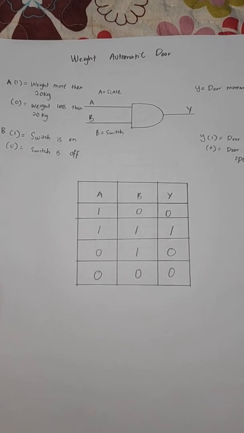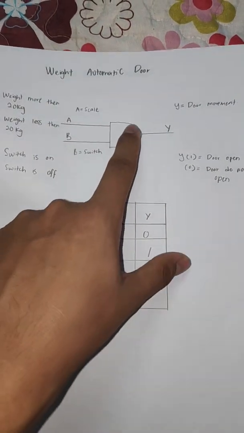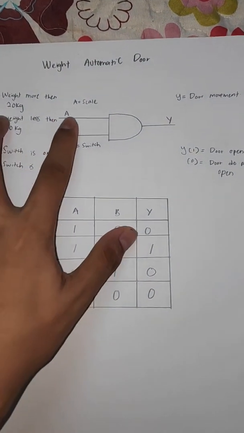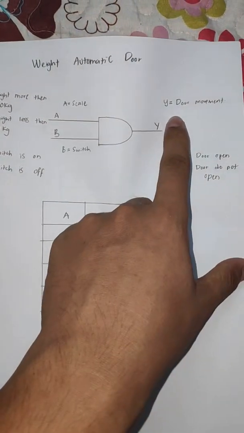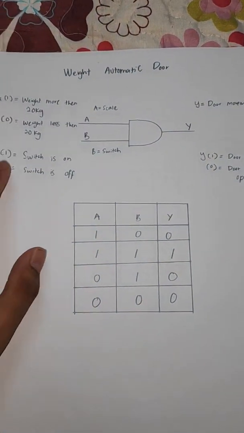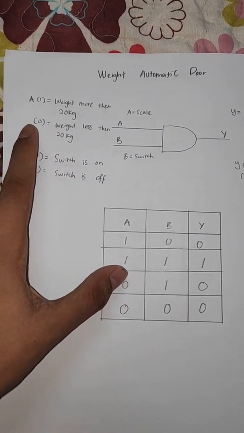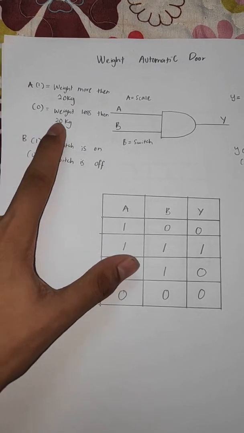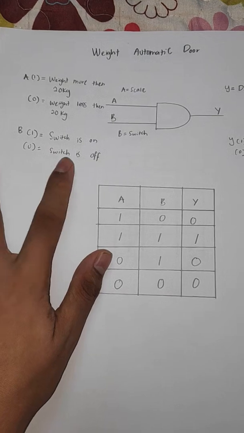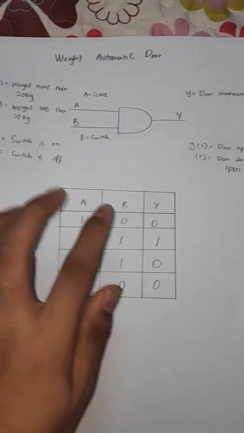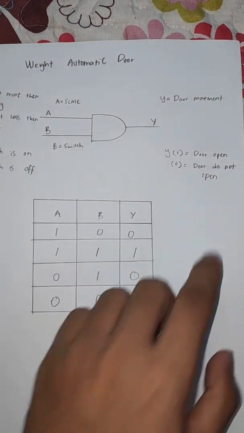The second application is automatic door. We are using AND. A is for the scale, B for the switch, and Y for the door movement. A 1 means weight more than 20 kg, and 0 means weight less than 20 kg. B 1 means the switch is on, and 0 means the switch is off. For the output, 1 is door open and 0 is door does not open.